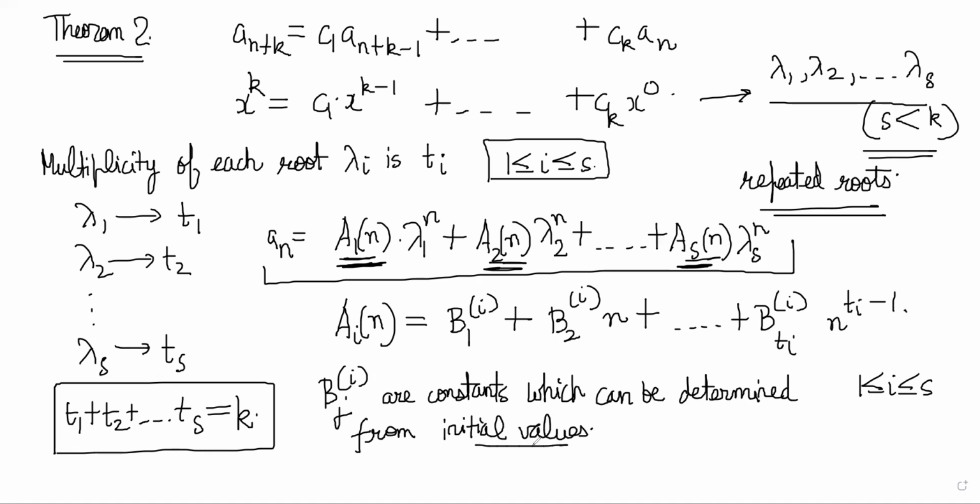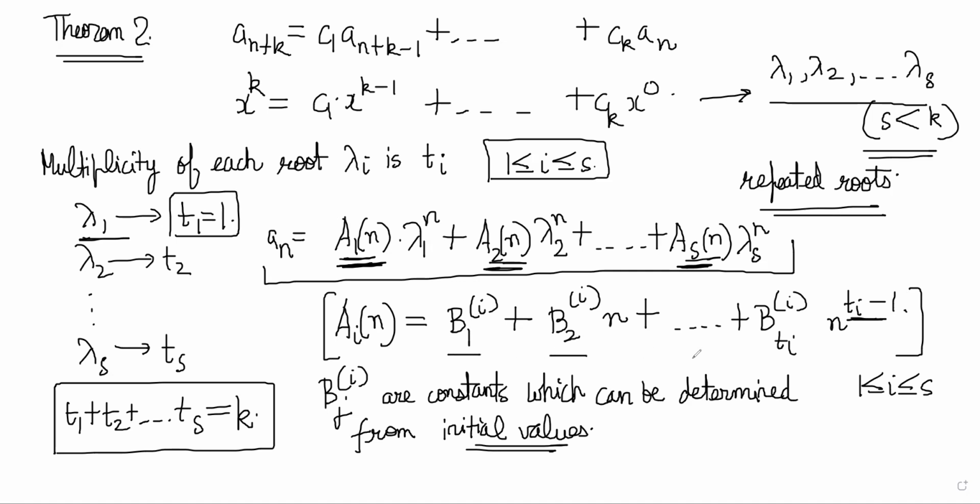So what does this mean actually? What this means is each of the functions themselves, suppose the first root had multiplicity 1, so t1 was equal to 1, let's say. So what will be a1 of n? So a1 of n would be b1 plus b. This power goes till t1 minus 1, right?